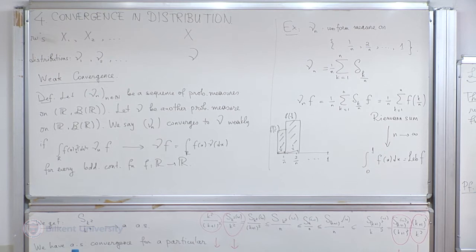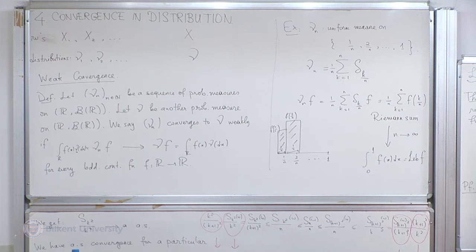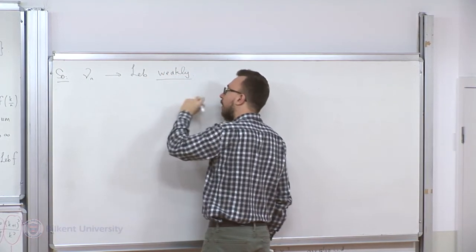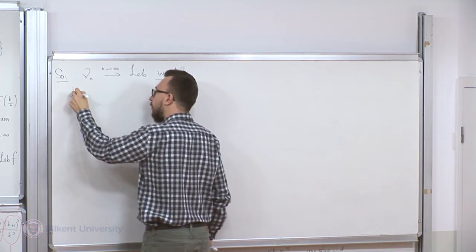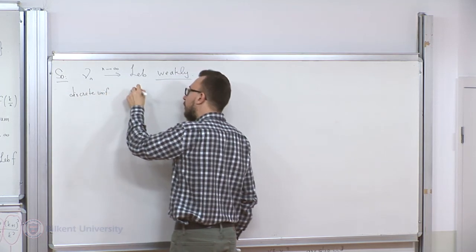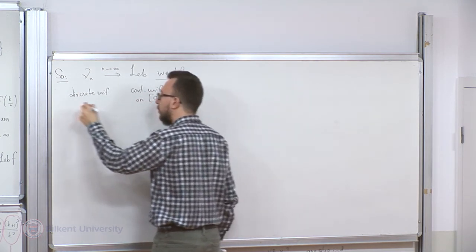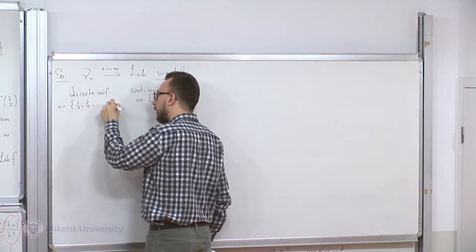Okay? So maybe in your mind you can see those discrete uniforms and the continuous uniform, which is Lebesgue, as separate things because they are discrete. This is continuous. But indeed, there is a way to make them converge to the continuous uniform distribution. And it is this weak convergence. So let me state it. Nu n converges to Lebesgue weakly. Discrete uniform, continuous uniform, on 0, 1. This is on 1 over n, 2 over n, up to 1.